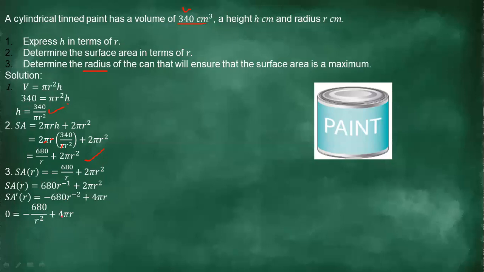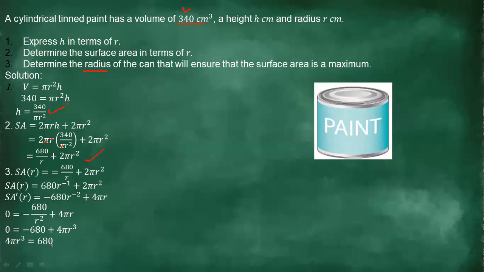Now, since we are in need of R, and we're having a fraction here, to simplify it you can just multiply each term with R squared. If you multiply 0 with R squared, it's going to be 0. If you multiply this fraction with R squared, it's going to give us negative 680. Then if you multiply 4 pi R, it's going to give us 4 pi R cubed. And this is what we are having after multiplying with R squared. Now because we are looking for R, you transpose this negative 680 there. This is what you're going to be having.